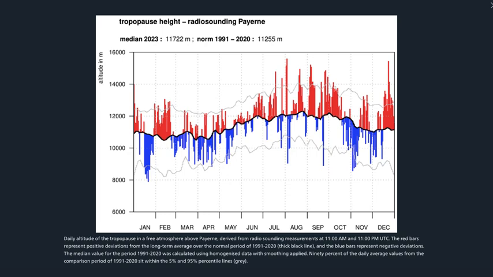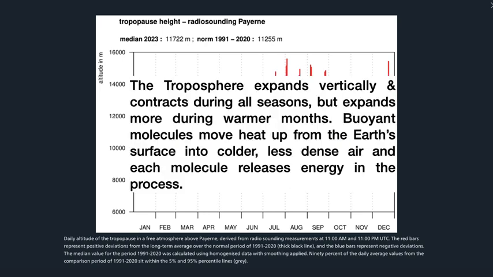And this data here represents about 29 years of radio soundings. And you can see here that at one point the troposphere was all the way down to a little less than 8,000 meters. And at one point it was a little less than 16,000 meters high. So the troposphere expands and contracts.